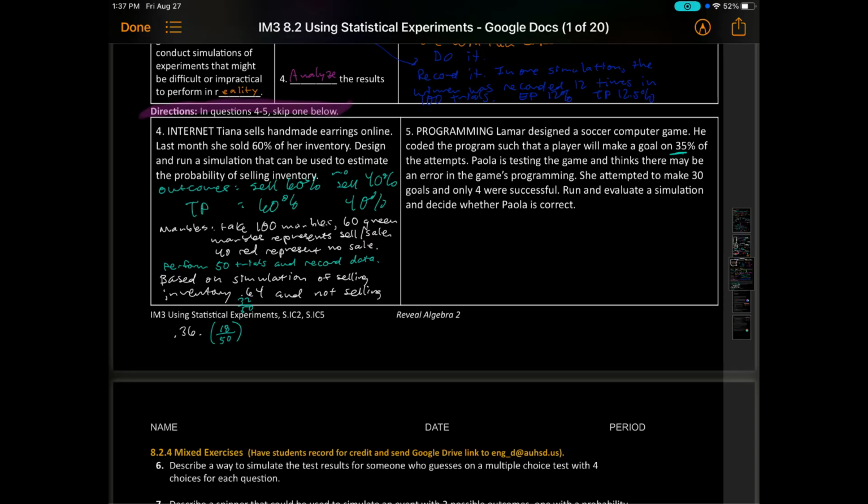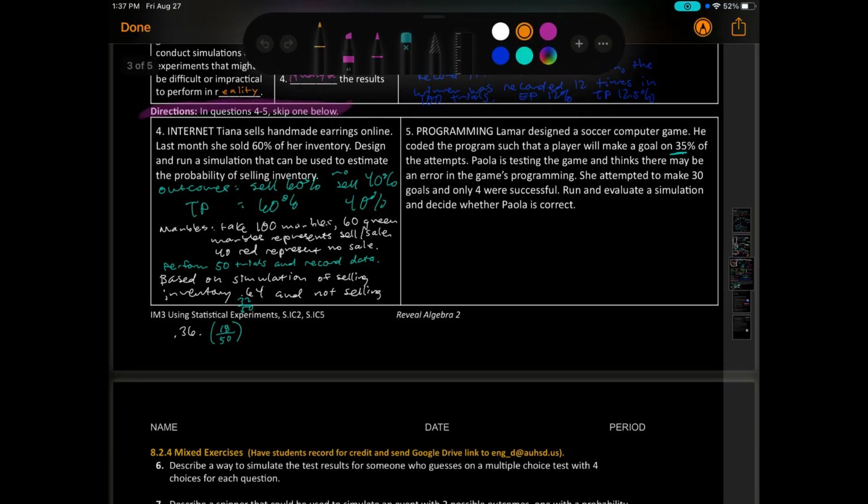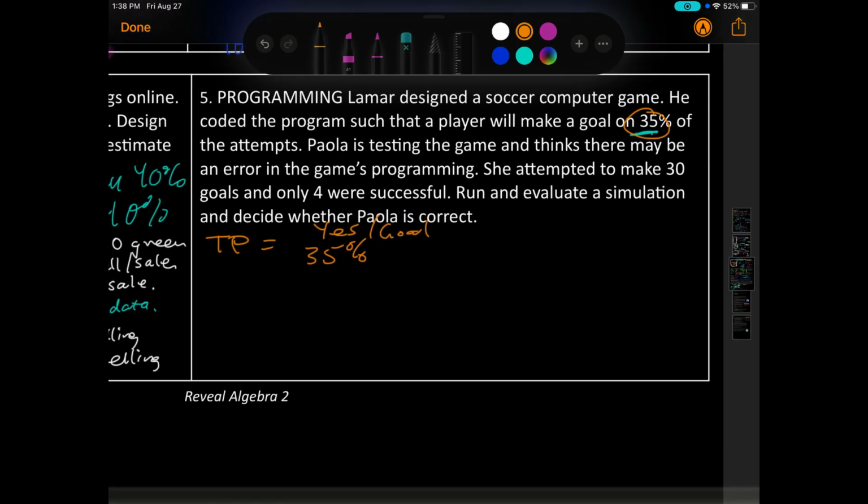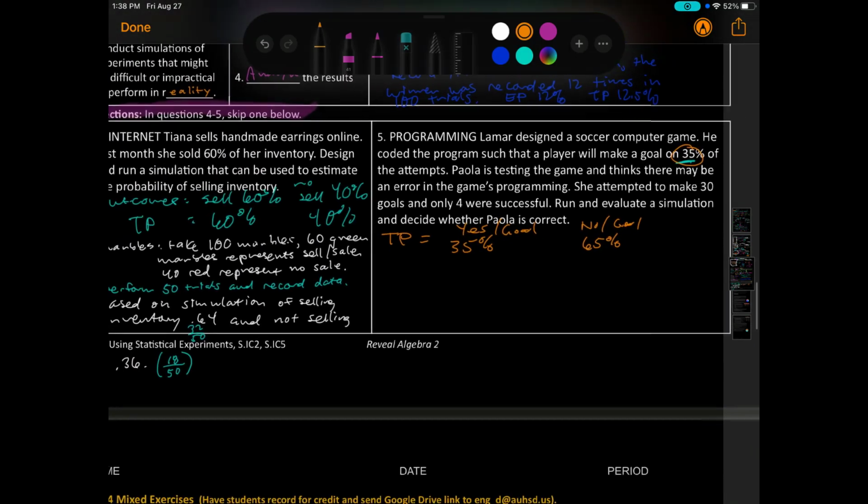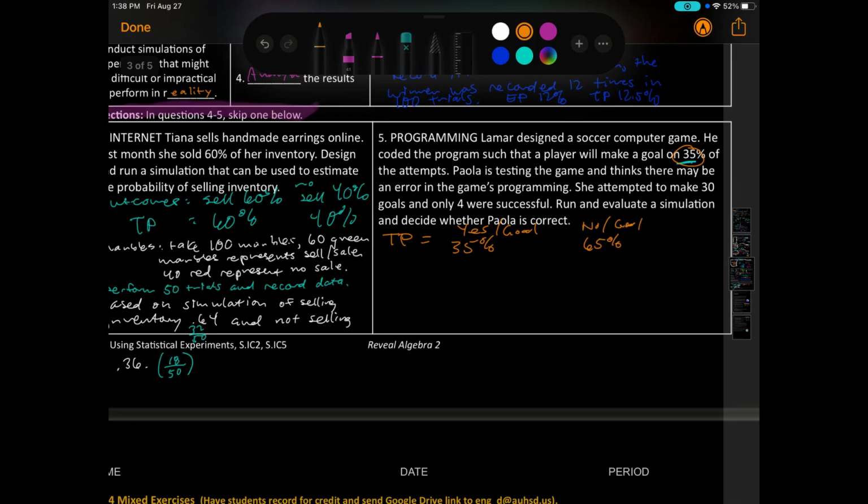So let's take a look at our outcomes. Our theoretical probability is 35%. 35, make it simple. I call it yes or no. So yes, make a goal. And then these are complementary. Basically means 35 plus something equals 100%. So 65% no, you're not going to make a goal. This is the theoretical probability. The outcomes are yes, you're going to make a goal, or no, you're not.